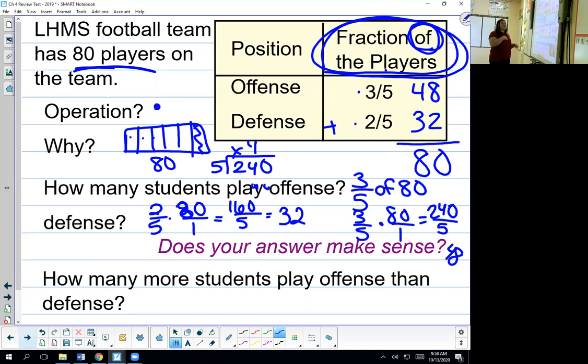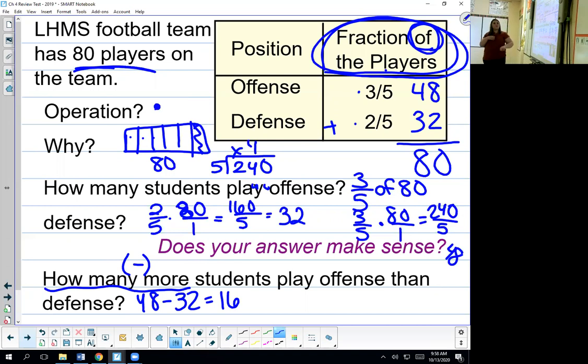But the question here says, how many more students play offense than defense? So that's basically the difference between the two. So that's actually not taking your fractions and separating it. I want to know how many actual players. So that's when you do 48 minus 32, and you would get 16. So that's the difference between offense and defense there.